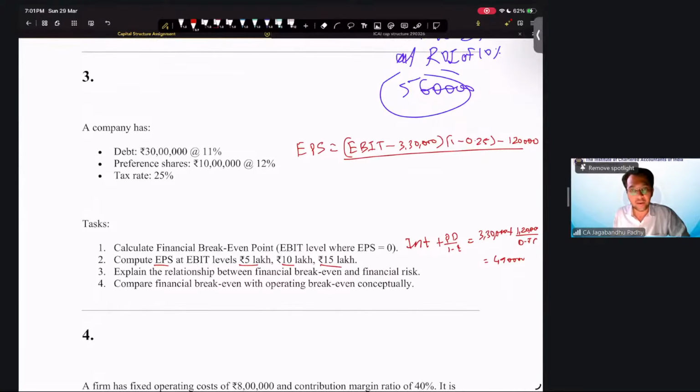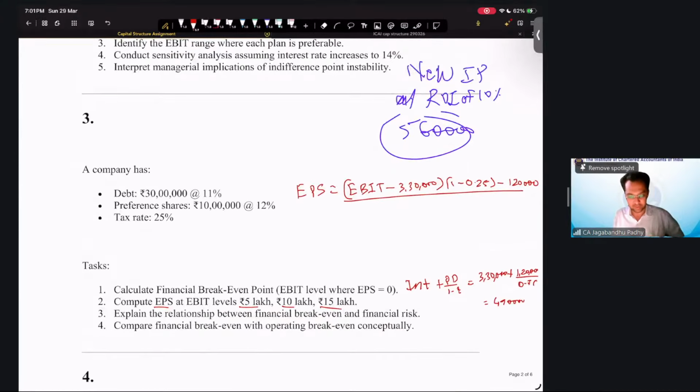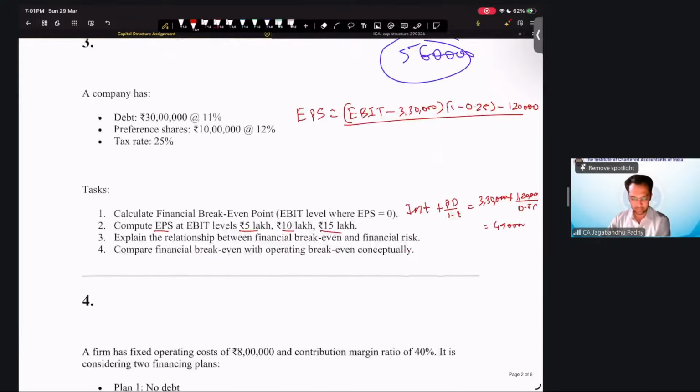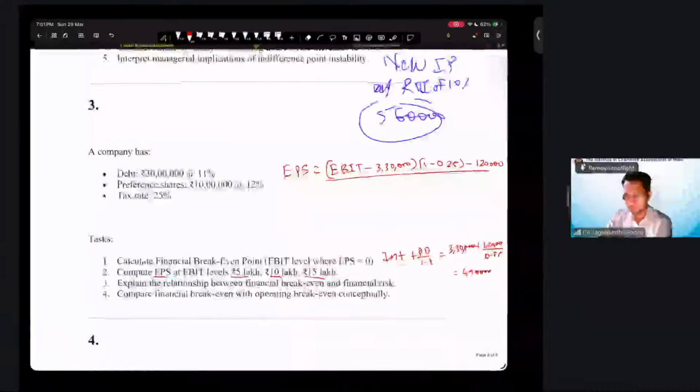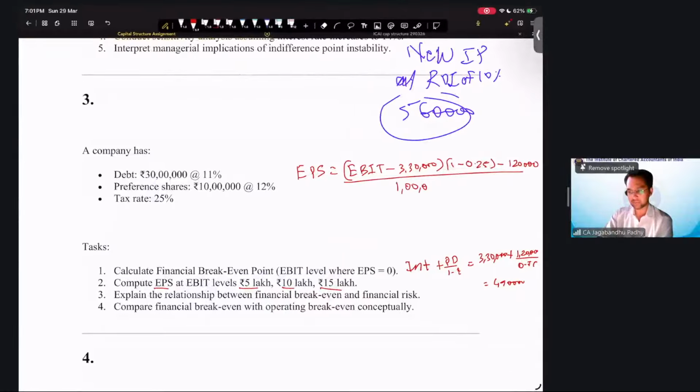For EPS, we don't have the number of equity shares. The company has preference shares, debt is given. Okay, so we don't have it. The number of equity shares, right? Let's just assume it to be maybe 1 lakh. Just a random assumption, 1 lakh. So if you assume the number of shares is 1 lakh, then what's the EPS level? Just assume this as 1 lakh and try to get it.